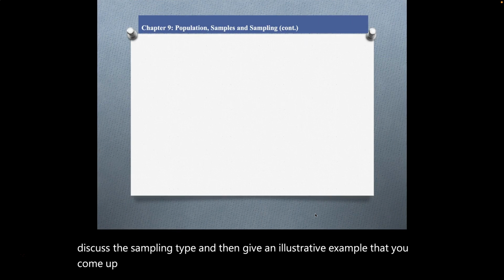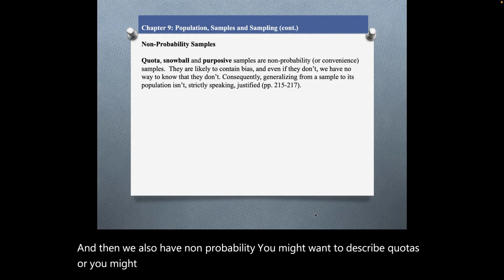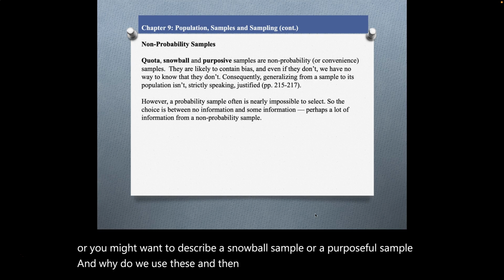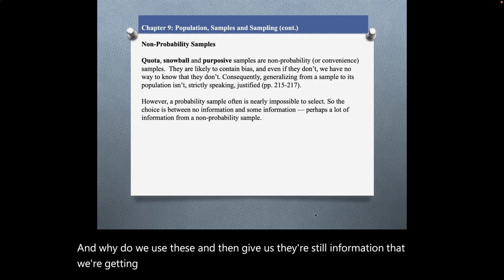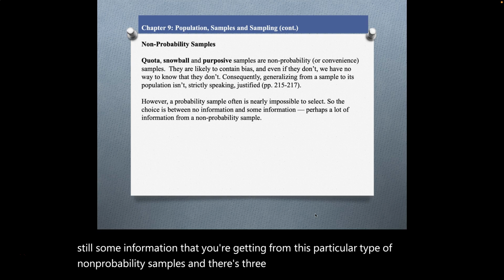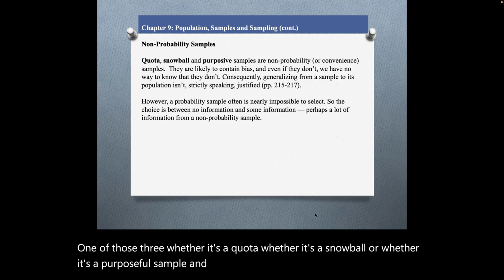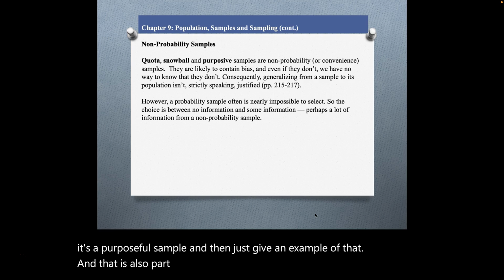And then we also have non-probability samples. You might want to describe quotas, or you might want to describe a snowball sample or a purposeful sample. And why do we use these? There's still information that we're getting from them. Granted, we do have some bias here, but there is still some information that you're getting from this particular type of non-probability sample. And there are 3 kinds. You may want to describe one of those 3, whether it's a quota, whether it's a snowball, or whether it's a purposeful sample, and then just give an example of that. And that is also part of your assignment for this virtual classroom.